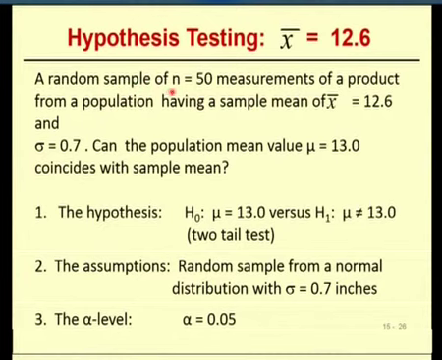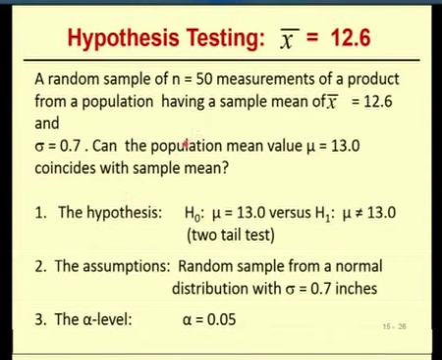A random sample of n equal to 50 measurements of a product from a population is taken, and x bar, which is your sample mean, is equal to 12.6, and the standard deviation is 0.7. That means we have taken a sample of 50 from the population and found the sample mean and the standard deviation. This standard deviation could be a population standard deviation or a sample standard deviation. So, the test is, can the population mean mu equal to 13 coincide with the sample mean?